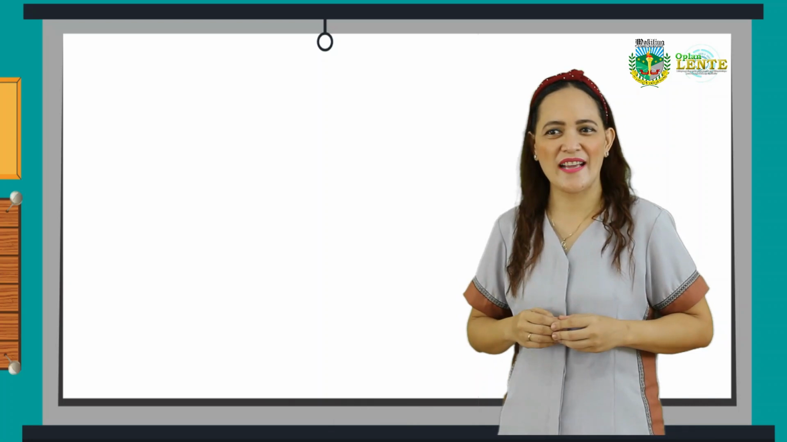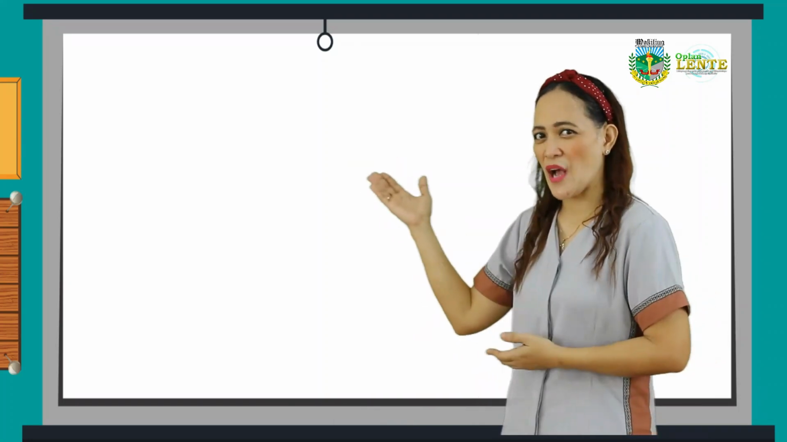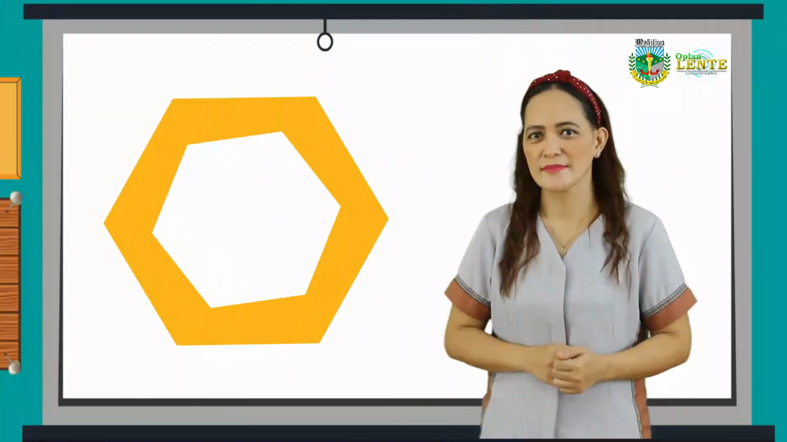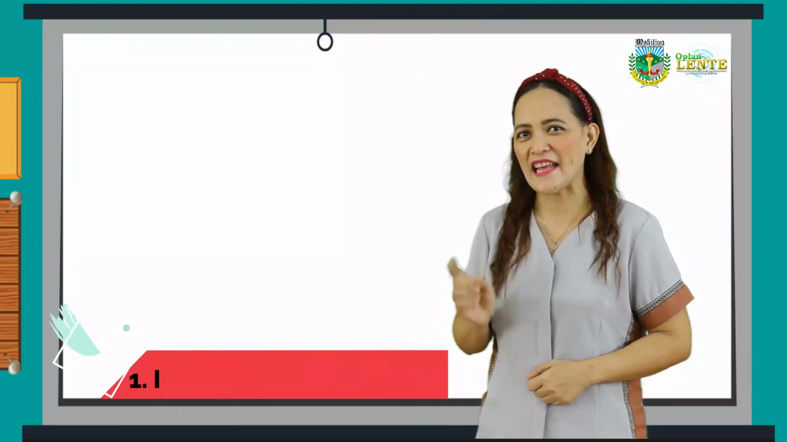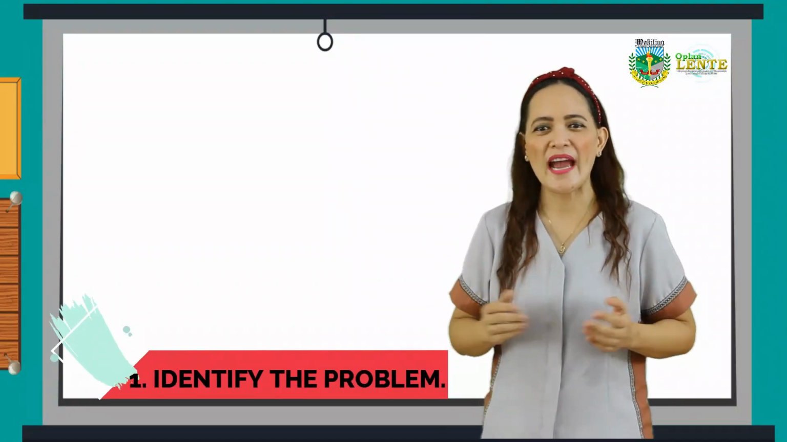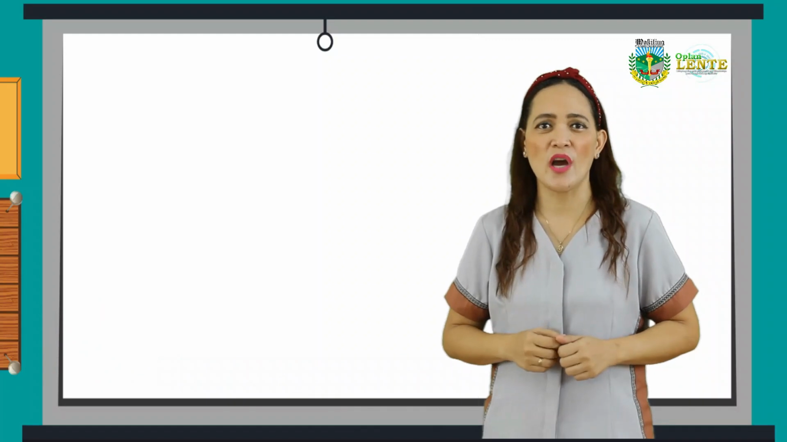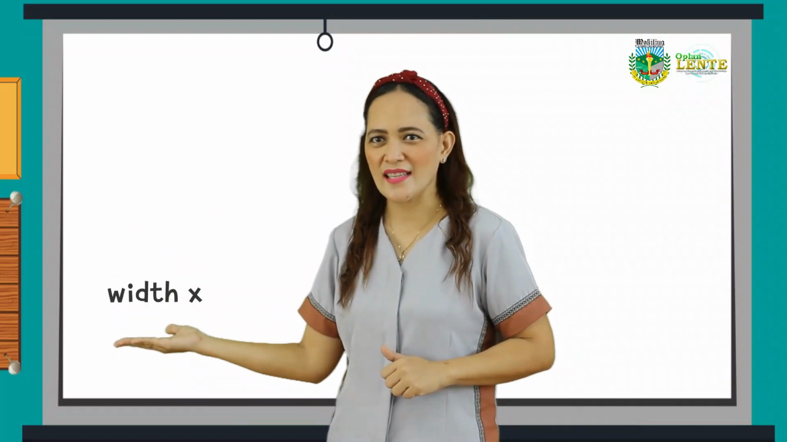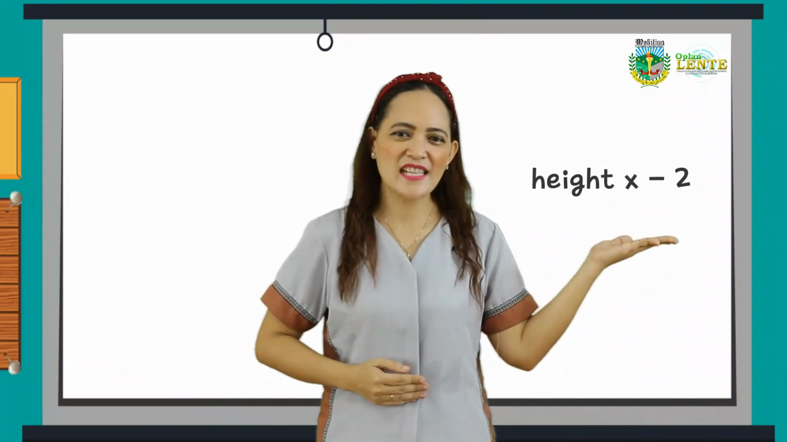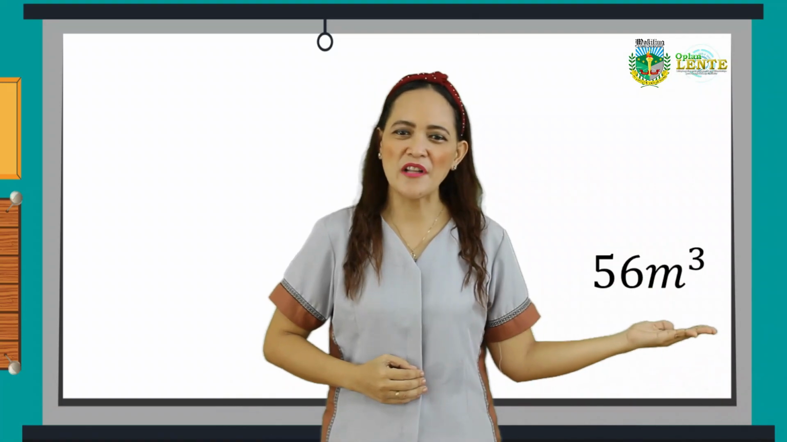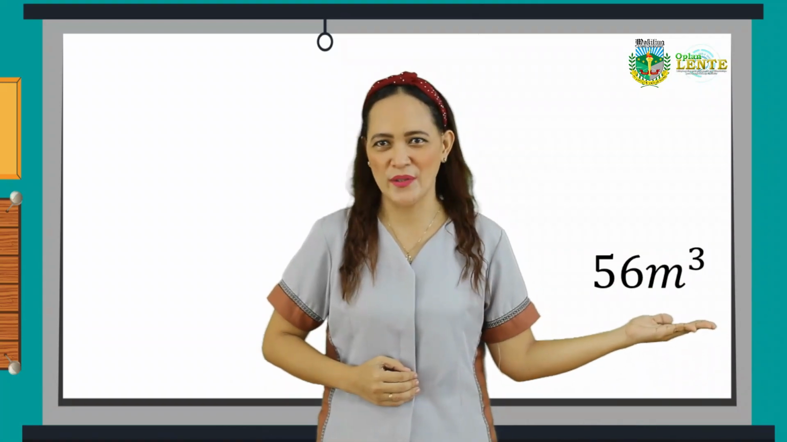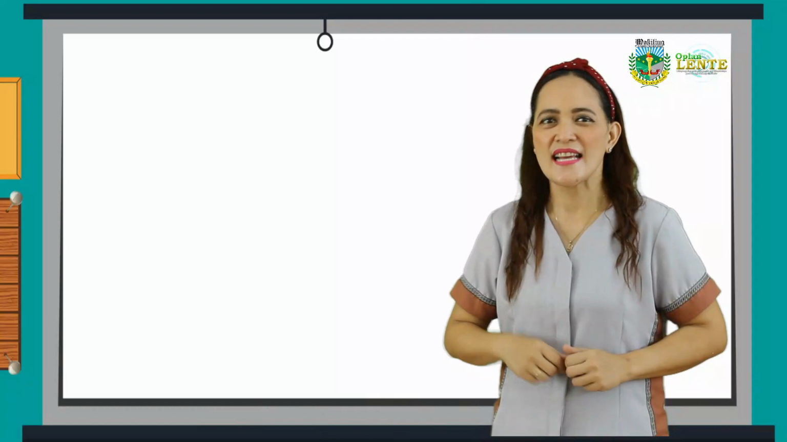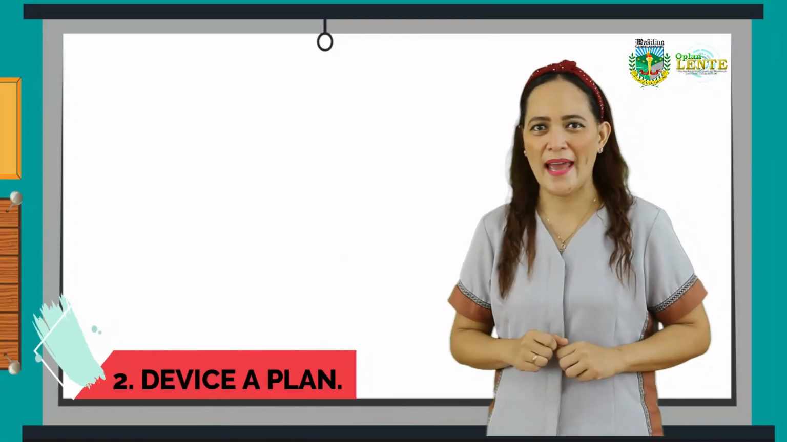Let's see who got the correct answer. So here is our solution. Step 1. Identify the problem. We are asked about the dimensions of the garbage box. Given the length x plus 3, the width x, the height x minus 2, and the volume of 56 cubic meters. Next, step 2. Devise a plan.